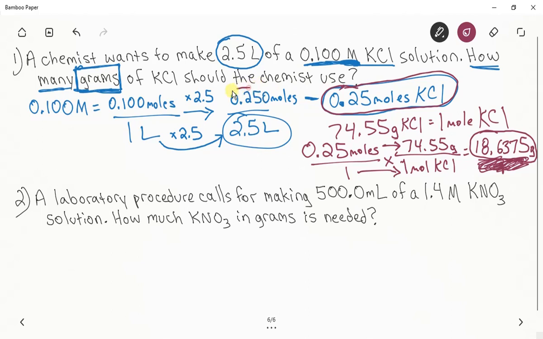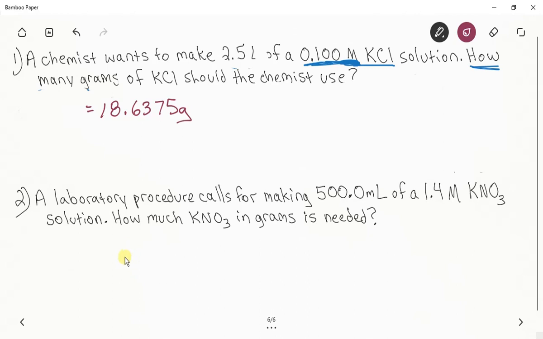And we need 0.25 moles of KCl because the chemist needed to make 2.5 liters of it. And he needed to make 2.5 liters of a 0.1 molarity. So just to backtrack a little, that's how we got all these numbers. Okay, now the second problem. A laboratory procedure calls for making 500 mils of a 1.4 molarity of potassium nitrate solution. How much potassium nitrate in grams is needed?